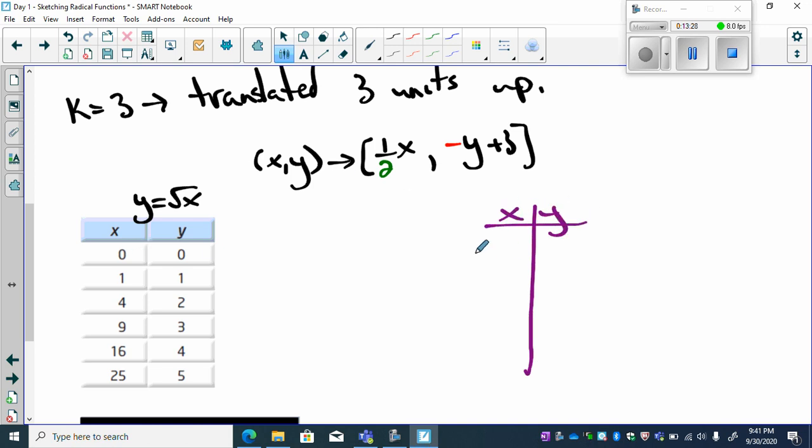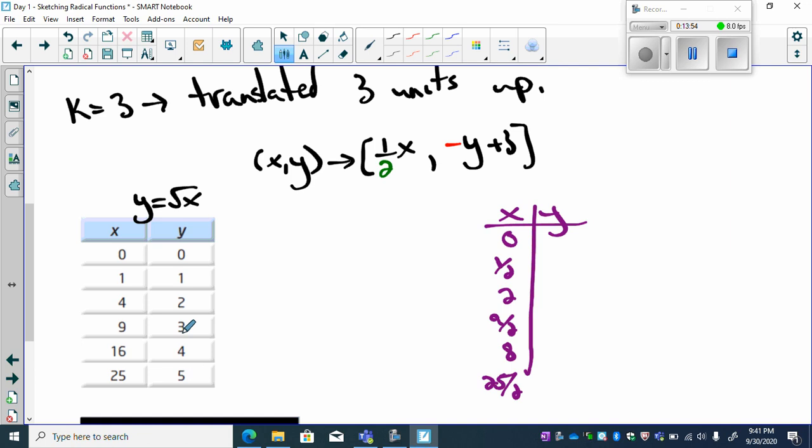So half of 0 is 0. Half of 1 is a half, or 0.5. Half of 4 is 2. Half of 9 is 9 over 2, or 4.5. Half of 16 is 8. Half of 25 is 25 over 2. Now, if you want to write 0.5, 4.5, and 12.5, that's fine.